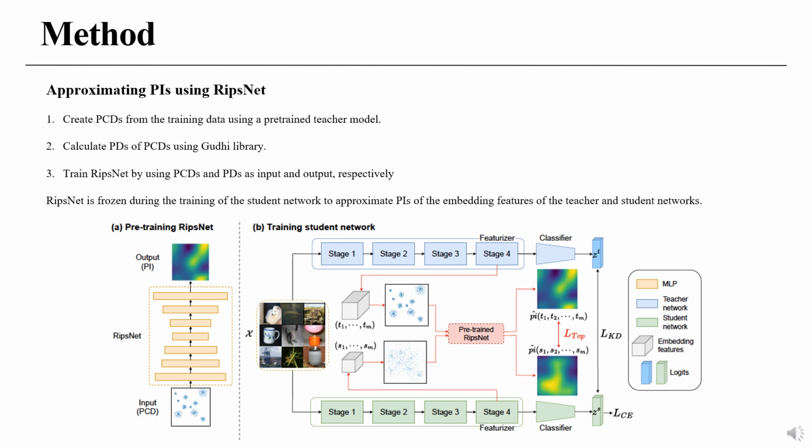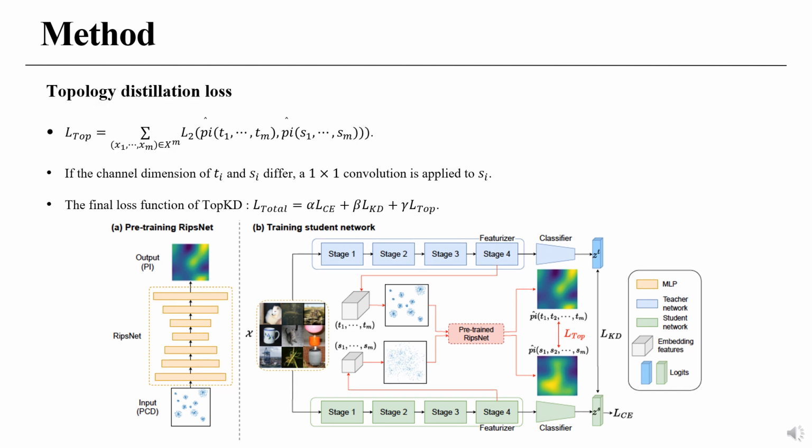Computing persistence diagrams or persistence images at each learning iteration requires significant computational resources. To address this, we use RipsNet to approximate the persistence images of the teacher network's embedding features in the first stage. We generate point cloud data from the teacher network's embedding features and use the GUDHI library to calculate their corresponding persistence diagrams. When the training is completed, RipsNet is frozen during the training of the student network to approximate persistence images of the embedding features from the teacher and student networks. To enable the student to mimic persistence images of the teacher, we define the topology distillation loss function.